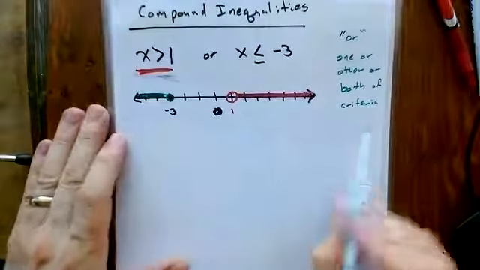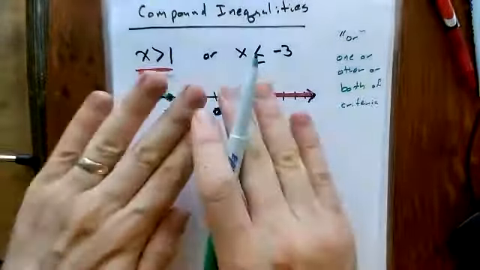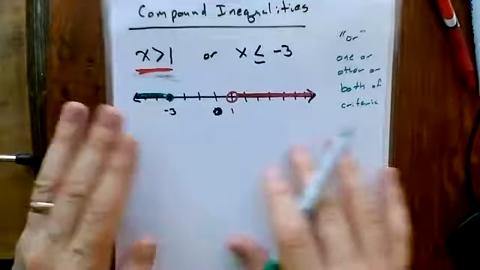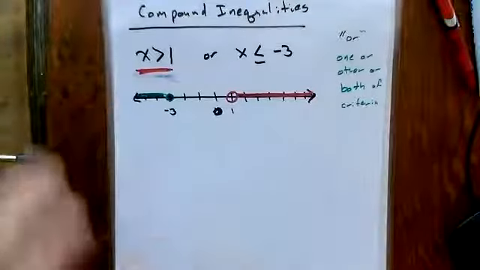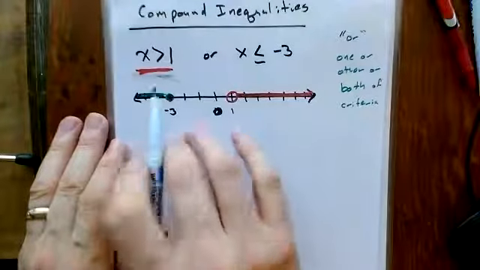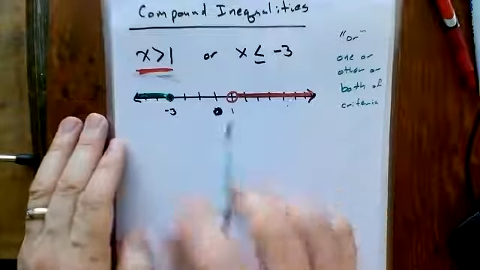Now, if this were an and, I would have nothing on my number line. Nothing would actually satisfy this. So this is where we'll use an or.